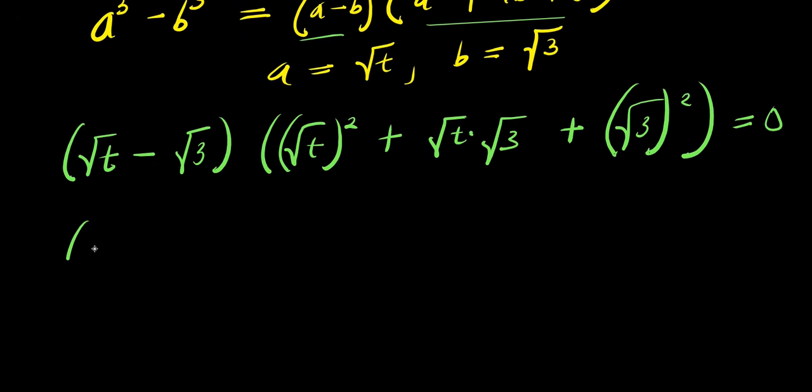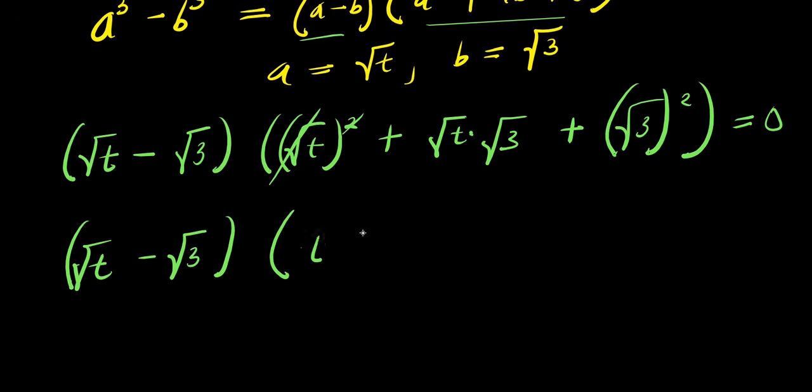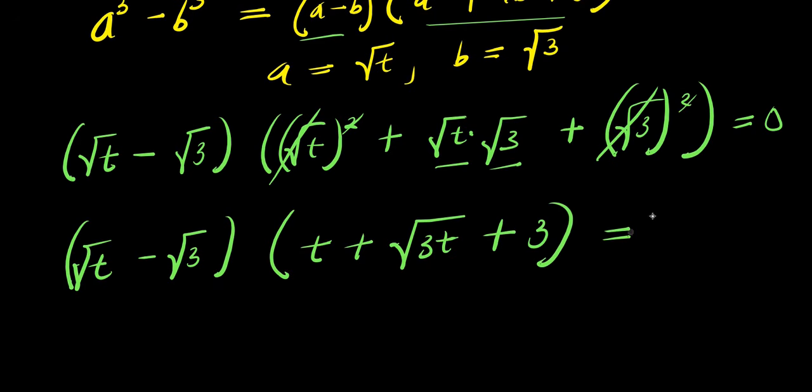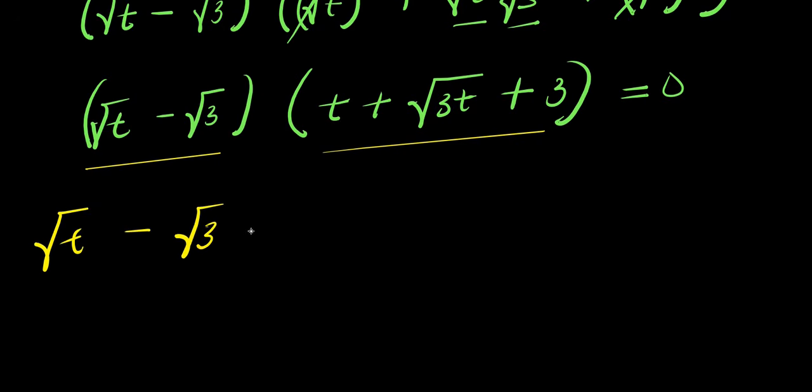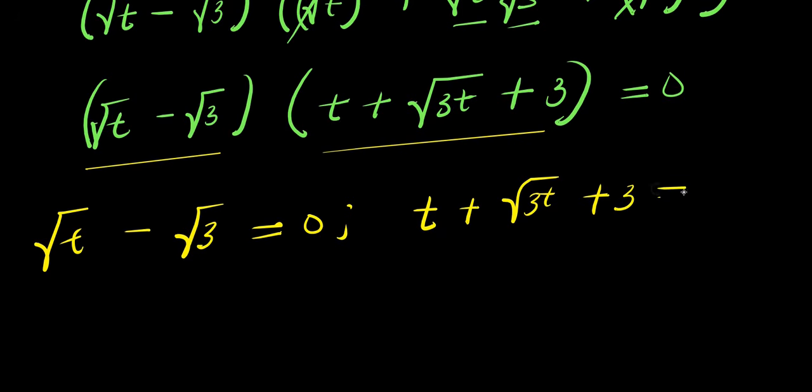So from here, I'll have square root of t minus square root of 3 times, this cancels this, I have t plus square root of t times square root of 3. This is square root of 3t plus, this cancels this, I have 3, and this equals 0. So from here, I will equate each of these to 0. I have square root of t minus square root of 3 equals 0. I have t plus square root of 3t plus 3 equals 0.